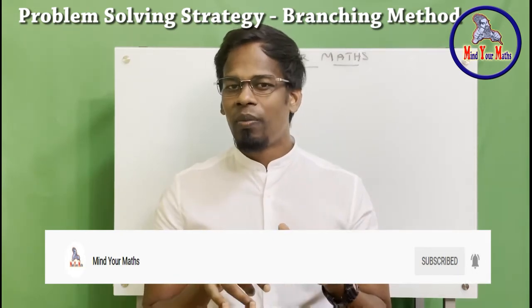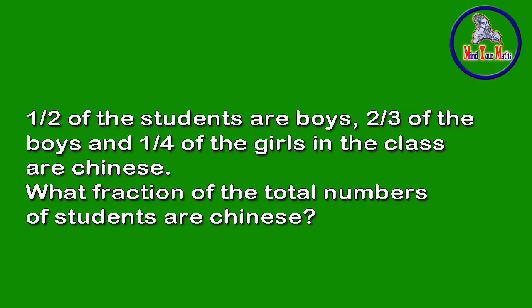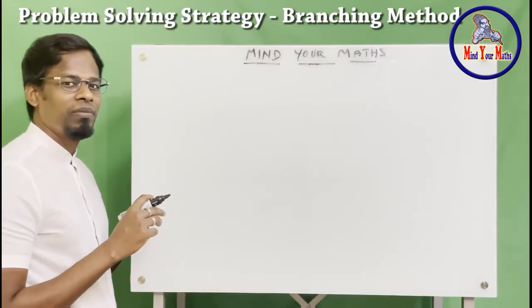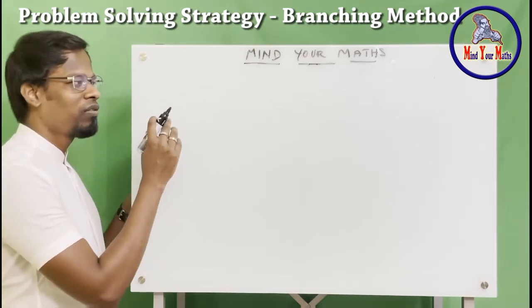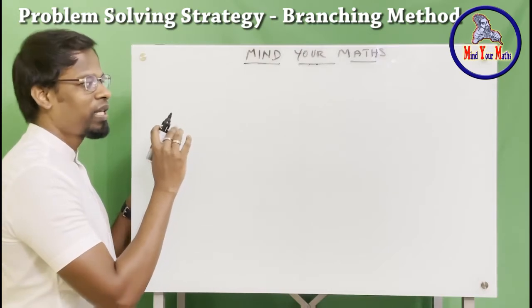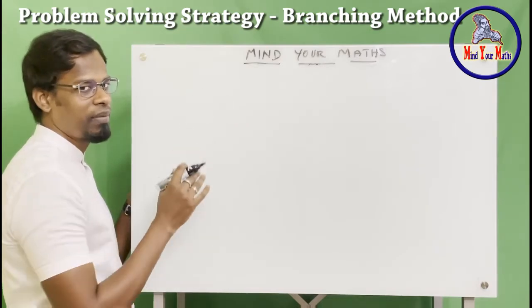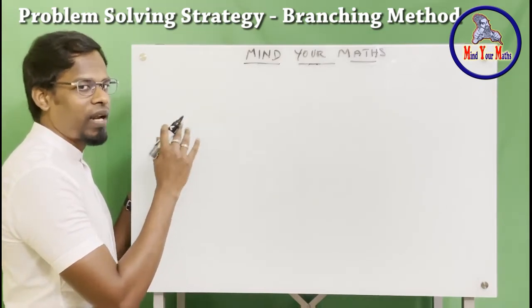So I'll just read out this problem so that when we solve, you will understand better. Half of a class are boys, 2/3 of the boys and 1/4 of the girls in the class are Chinese. What fraction of the total number of students are Chinese? In this problem, I'm going to show you first how to solve using the model method. Then I will show you the branching method, so that you can relate both of them and understand why we need to use the branching method when it comes to this kind of fraction problems.